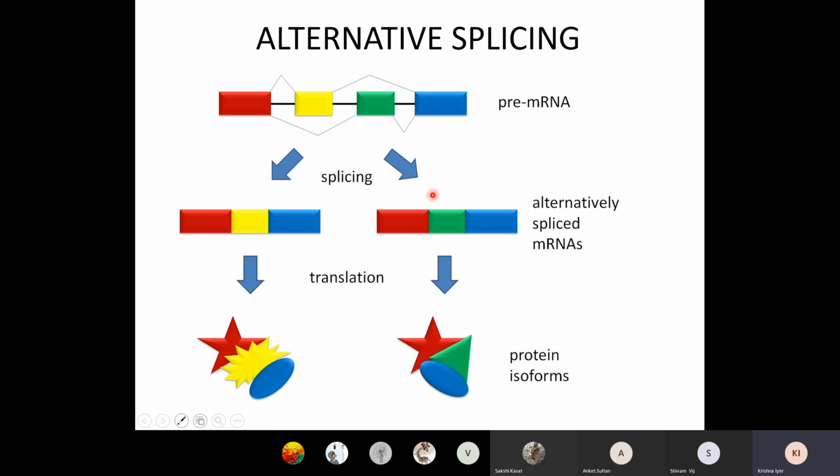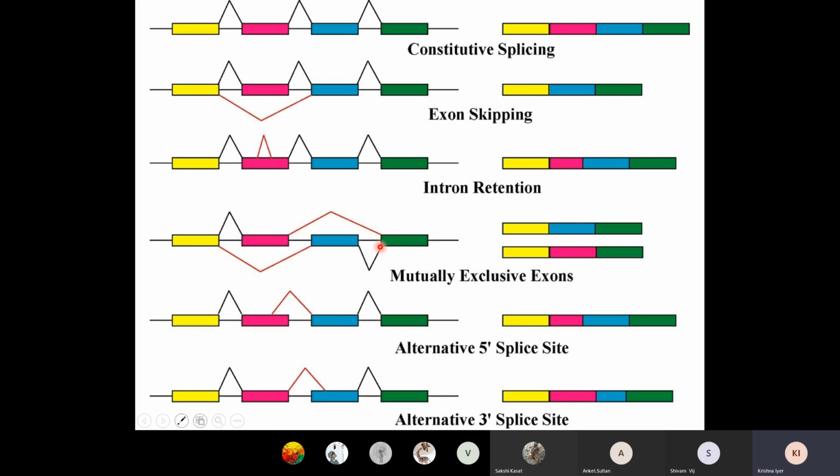Now such phenomena can occur in many different ways, and these are some ways where people know that this happens. The first is called constitutive splicing. That means this is what happens normally. So you have yellow, pink, blue, and green exons. In between are all the introns. These are removed and the exons are joined together. The joining is indicated by these arrows here. So you get this RNA which has all four exons.